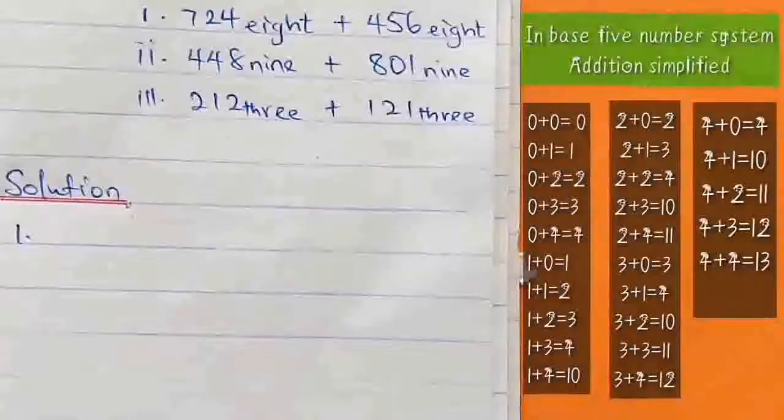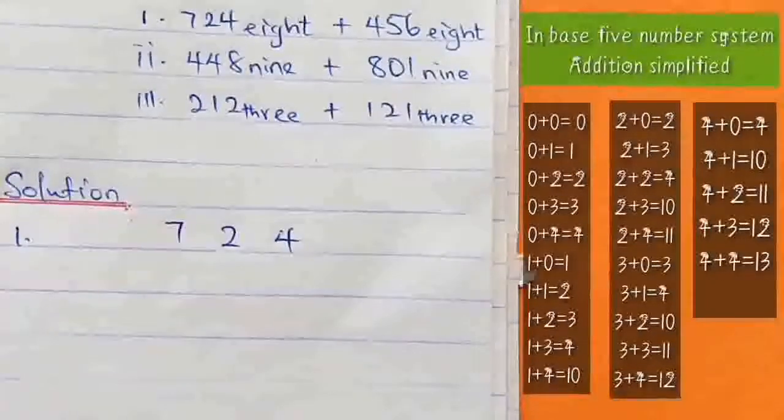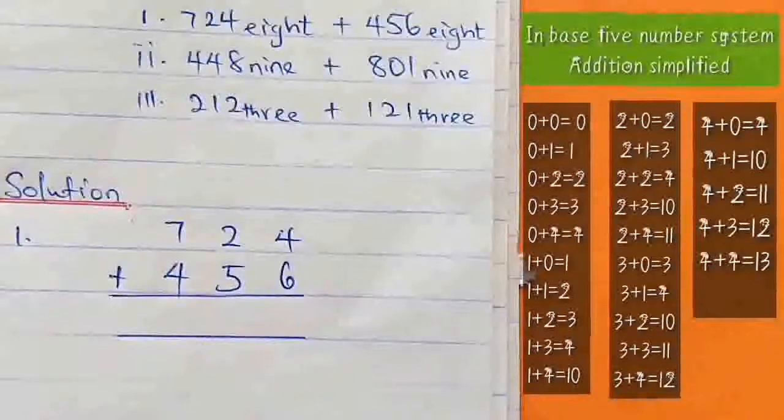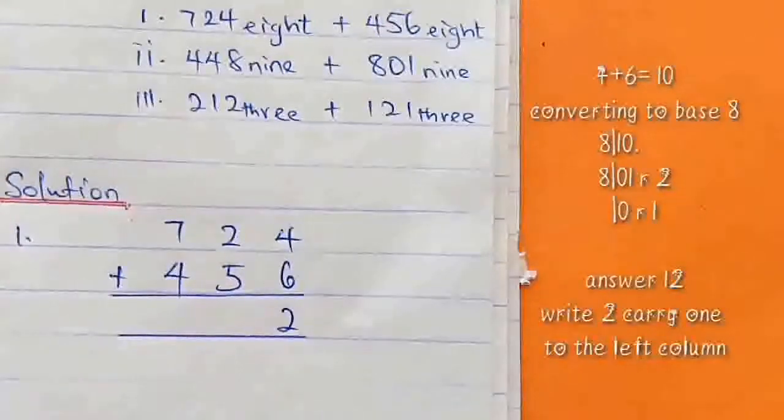Question 1 is in base 8. Make sure you pay attention at the right hand side of the video for written explanation of what I am doing. Okay, we have 4 to 7. Remember we are doing this in base 8. 4 plus 6 will give us 10. If I convert 10 to base 8, it will give me 1, 2. Therefore, I am to write 2, carry 1 to the other column.